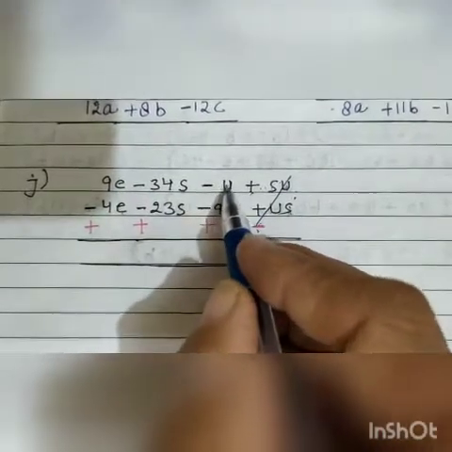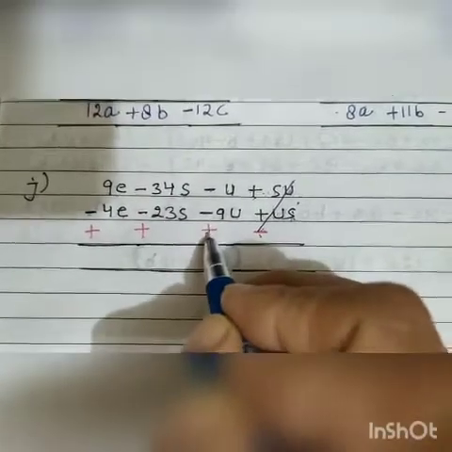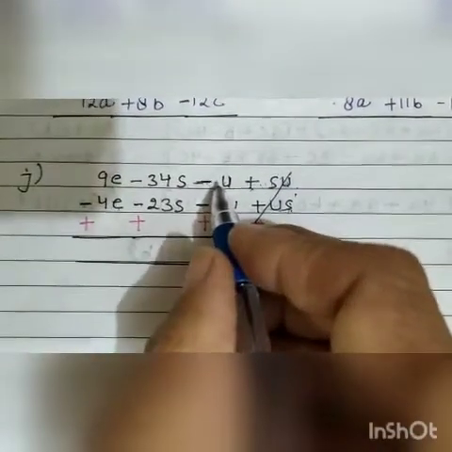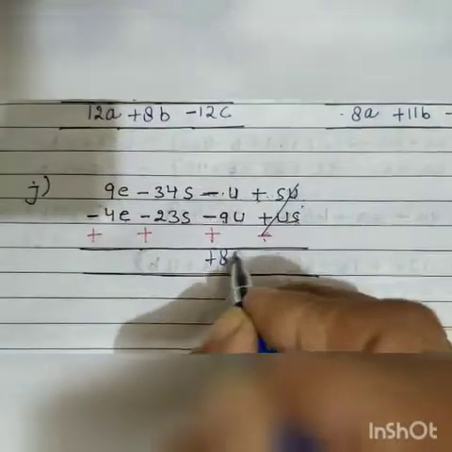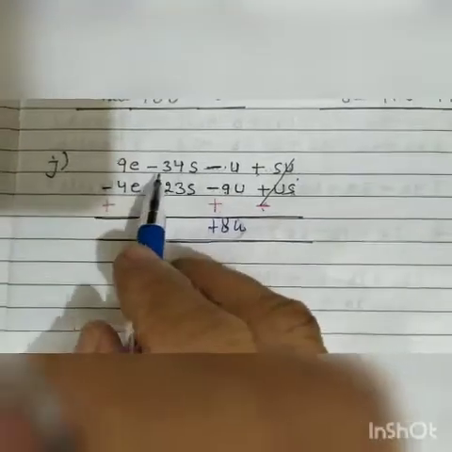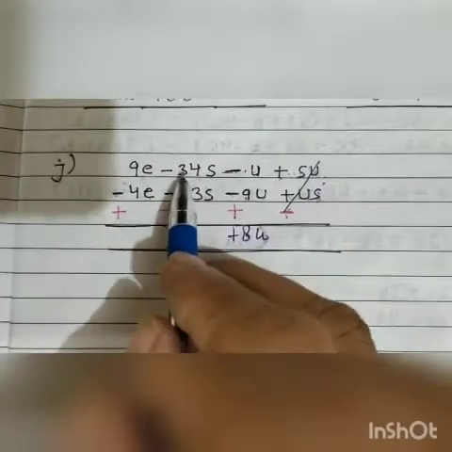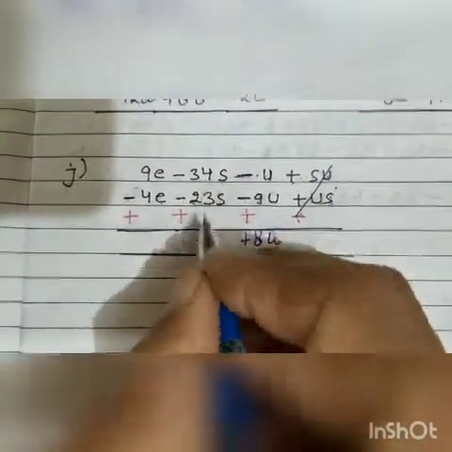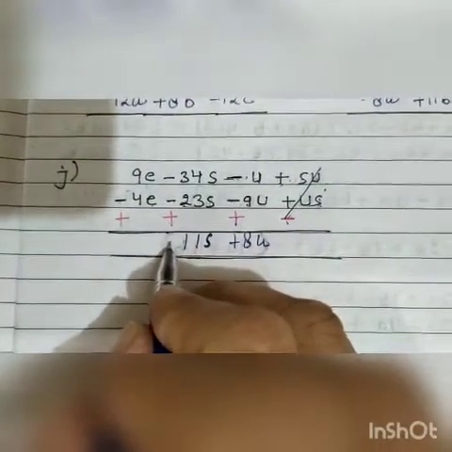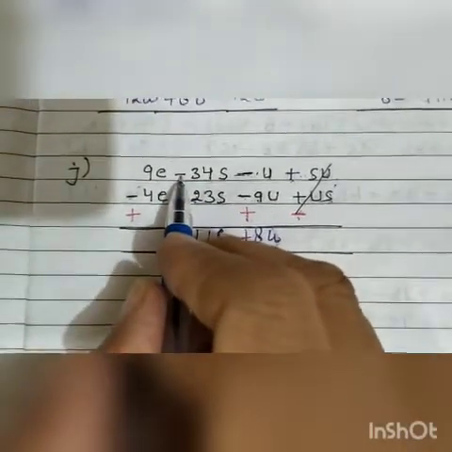Now this minus 1u and plus 9u. These two terms are with opposite sign. One is minus and other is plus. So we will subtract this 1 from this 9. We get plus 8u. Now minus 34s plus 23s. Here we will subtract this 23 from 34, because one is positive and one is negative. 4 minus 3, 1. 3 minus 2, 1. 11s. With positive or negative, plus or minus? Here it will be minus because the larger number is with minus sign.